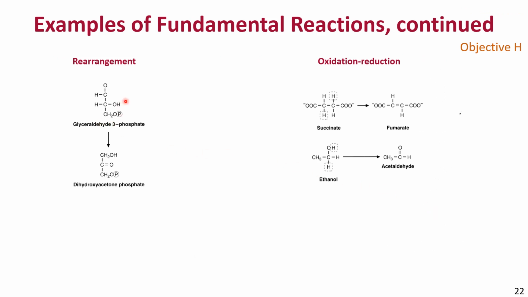And then going on, here's a rearrangement. Glyceraldehyde 3-phosphate becomes the molecule dihydroxyacetone phosphate. We'll see these two molecules quite a bit when we do metabolism because they're two of the most important molecules that bridge carbohydrate metabolism with lipid metabolism and all kinds of stuff.